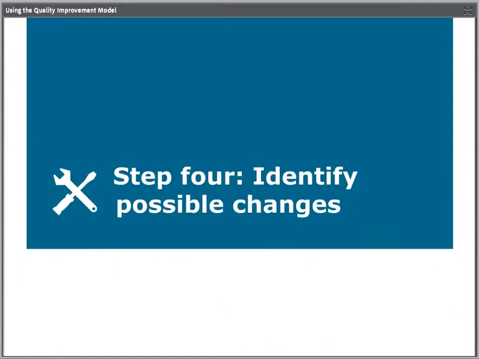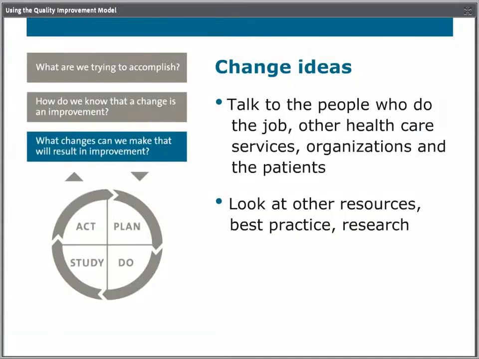The fourth step, now we're going to identify possible changes. So we're asking really, what can we do to improve our current situation? Again, if we refer back to the model, this is question 3 of the thinking part. What changes can we make that will result in improvement? And it's important to talk to the people who do the job.